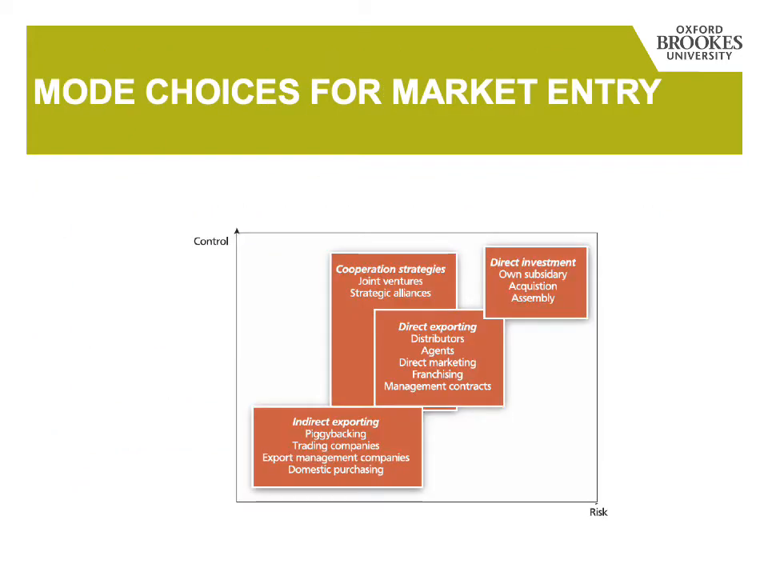Mode choices for market entry. This diagram illustrates the risk on the horizontal axis and control on the vertical axis. Indirect exporting, piggybacking, trading companies, export management companies, and domestic purchasing represent low risk and low control. On the other hand, direct investment, owned subsidiary, acquisition, and assembly represent high risk and high control. The other levels and modes lie in the middle between the two extremes.